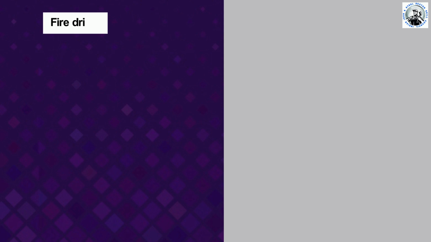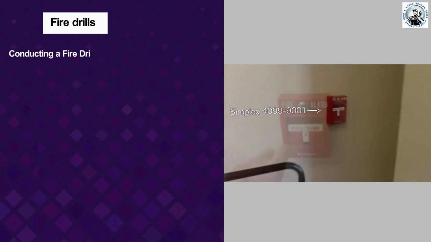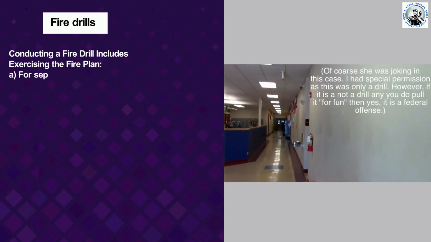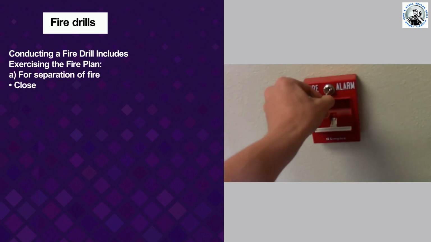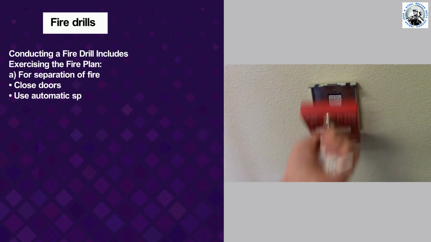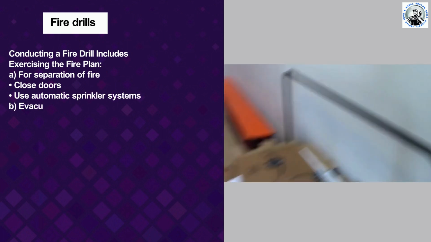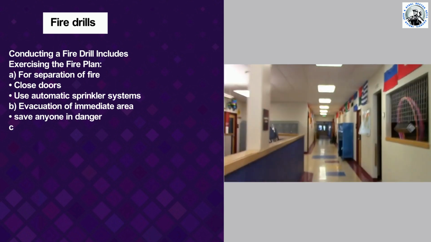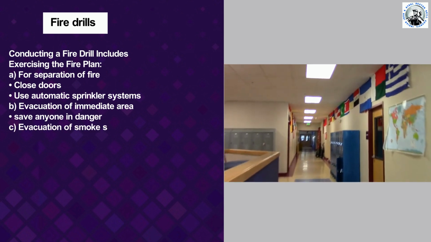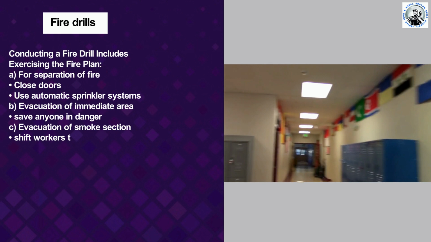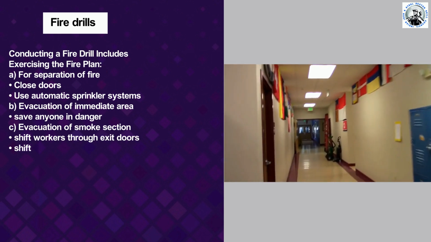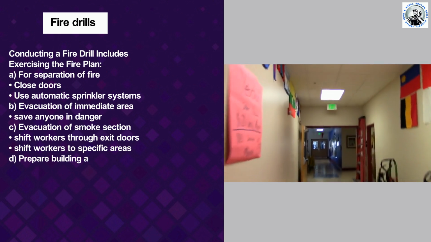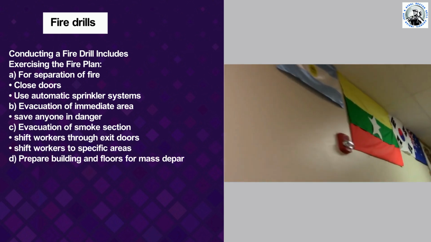Fire drills. Conducting a fire drill includes exercising the fire plan. For separation of fire, close doors, use automatic sprinkler system. Evacuation of immediate area. Save anyone in danger. Evacuation of smoke section. Shift workers through the exit doors. Shift workers to the specific areas. Prepare building and floors for mass departure.